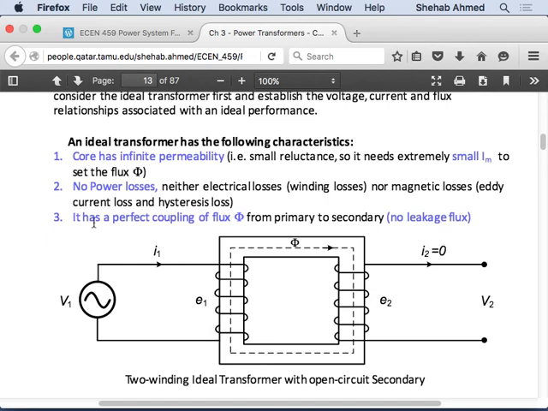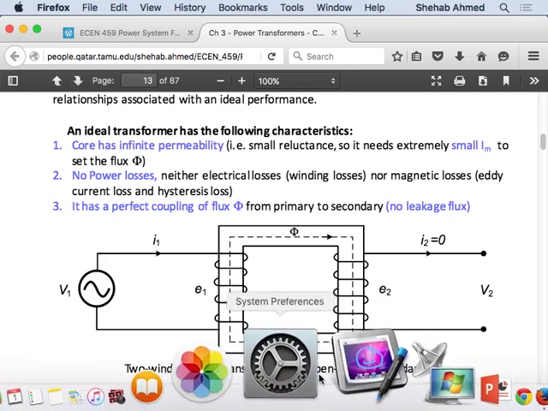I also assumed that if I wind a winding around the core, all the flux that's generated by this winding is going to flow in the core. And that's not true. There will be some flux leaking. Again, it's like any electrical circuit.